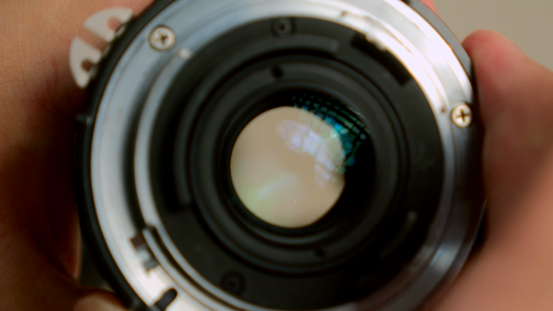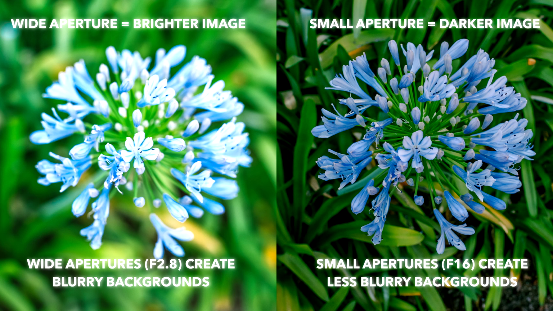Aperture is how open or closed the blades of your lens are, and shooting at a wide aperture will make your image brighter and give you a shallow depth of field. Closed down apertures will darken your image and give you a deeper depth of field.